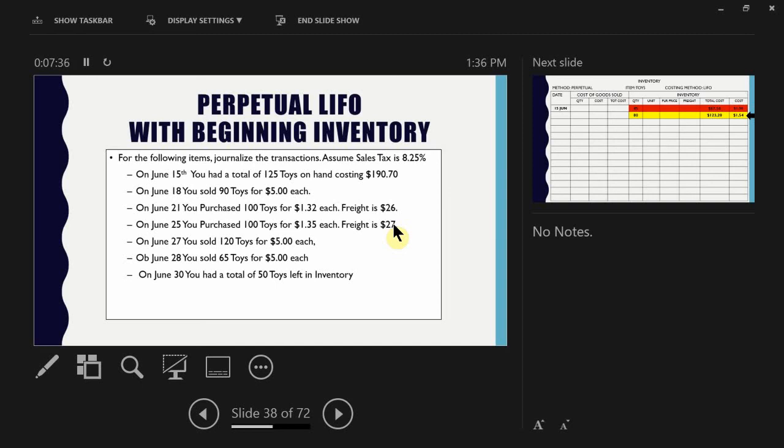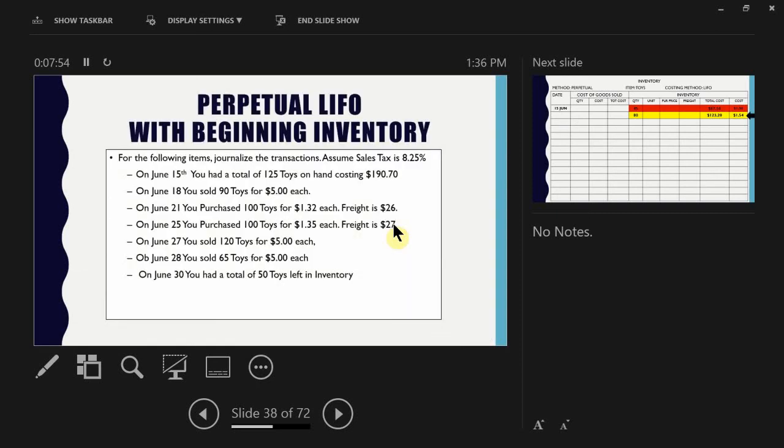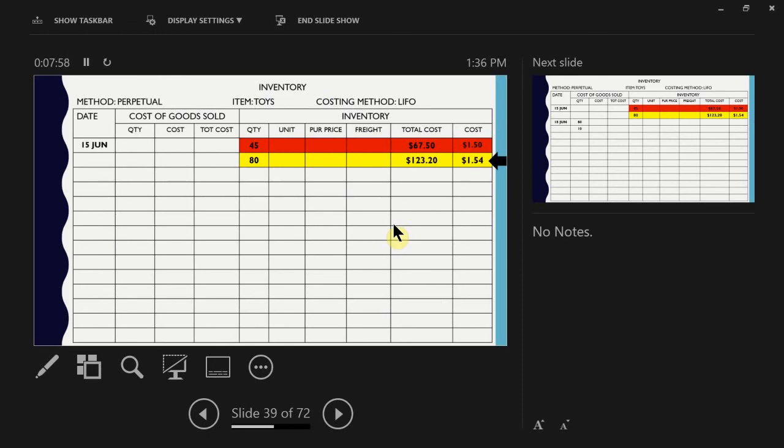Next, on June 18, you sold another 90 items for $5 each. So just by looking at the batches here, how many items do I have left of yellow? 80. And I need to sell 90, right? So I'm going to take 80 and I'm going to take 10 away from the red batch. So that's what happened here.